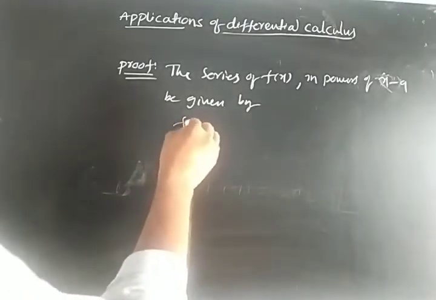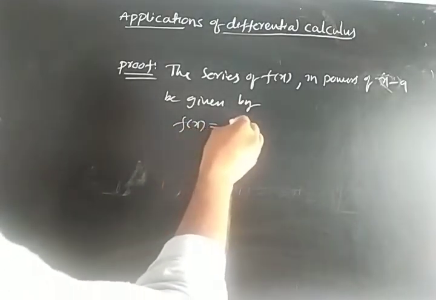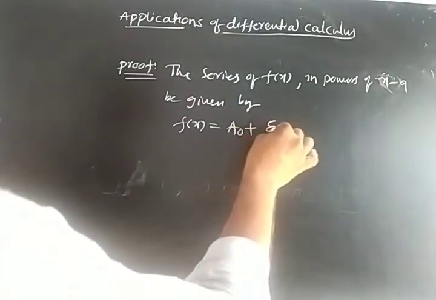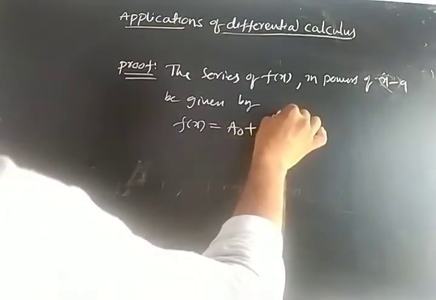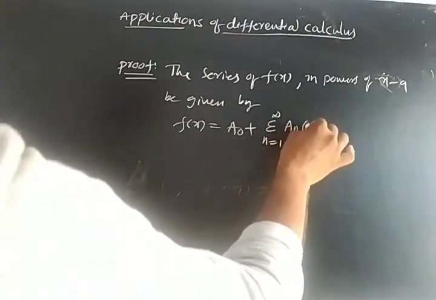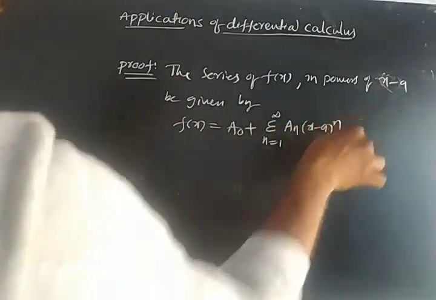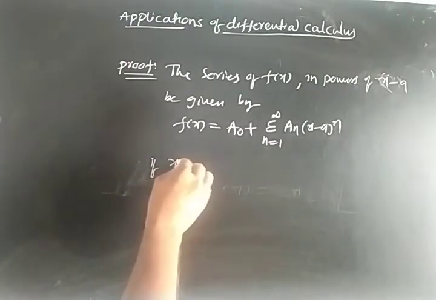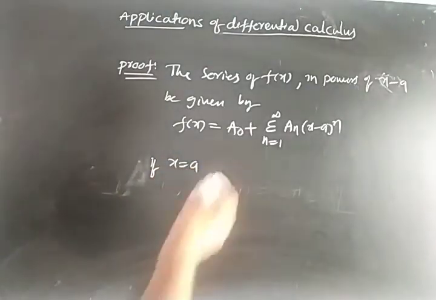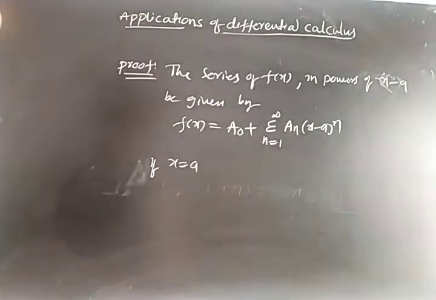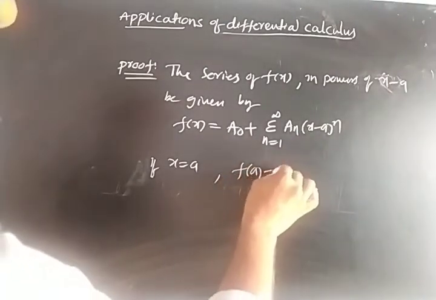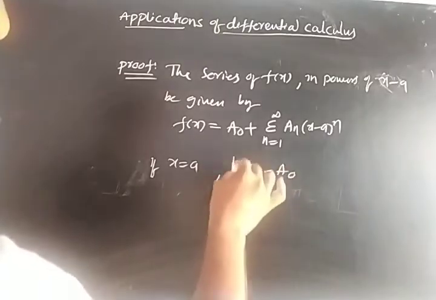f of x is equal to a naught plus summation n equal to 1 to infinity a n x minus a whole power n. Right? So here I am substituting x equal to a, put x equal to a, you will get a naught value. Here a minus a will be 0. So you will get f of a equal to a naught. So I got a naught value here.